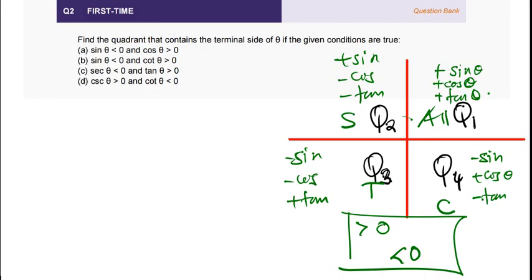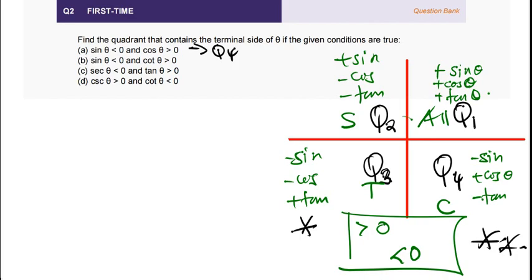The first question is saying sine theta is less than 0, meaning we want where sine is negative. Sine is negative in the third and fourth quadrants, but they want just one quadrant. There's another condition: cos is greater than 0, where cos is positive. Cos is positive in the fourth quadrant. Therefore this is in the fourth quadrant. This is how you work with such types of questions.